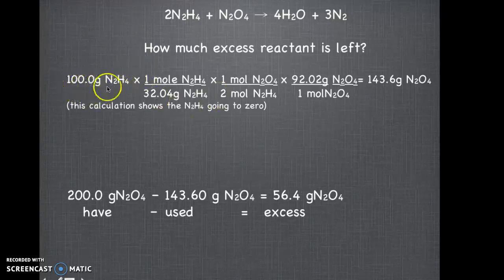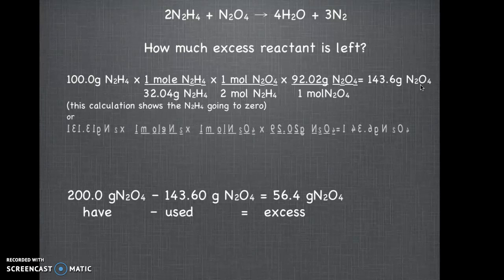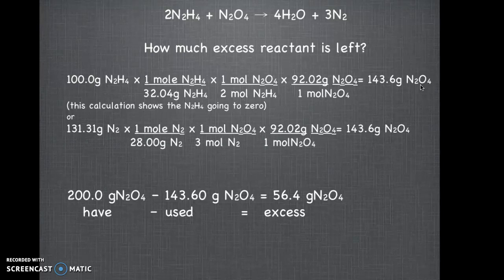This time you started off with 100 grams of the N2H4, which was our limiting reactant, and you're making the N2O4, your B, and you're going to get 143.6 from there. Now, the third way that we could do this, and this is the very last thing I'm going to talk about today, so this video should be a lot shorter, is you could start off with a setup like this right here.